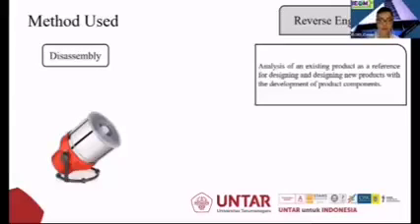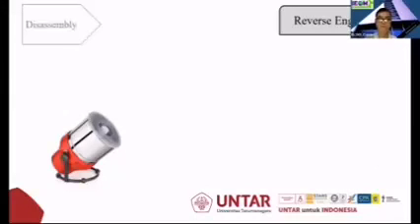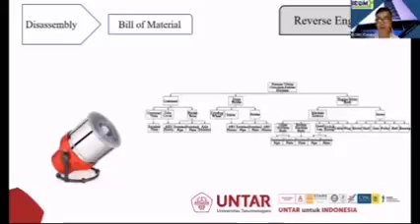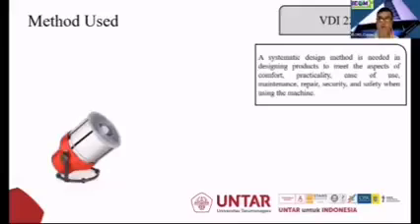Reverse engineering consists of five stages: disassembly, assembly, benchmarking, design, and prototype. Disassembly is in the form of a bill of material with four levels. Assembly is in the form of an assembly process chart. VDI 2221 is a systematic design method in designing a product to meet the aspects of comfort, practicality, ease of use, maintenance, repair, security, and safety when using the machine.